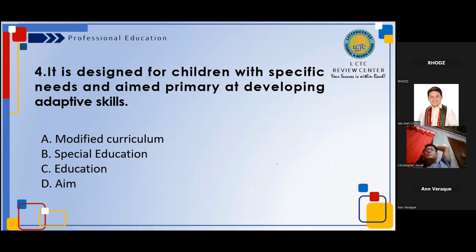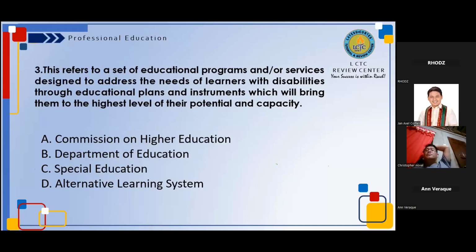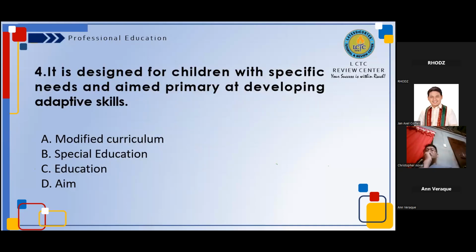Imagine a while ago in our previous number 3 item, we're talking also on the needs of the learners. For number 4, it's just the same. We're talking also on the primary or the specific needs of our children. So it is designed under such, and that is special education. It is not modified curriculum. Okay? It is not yet a modified curriculum.